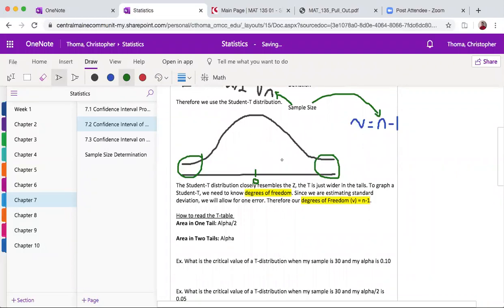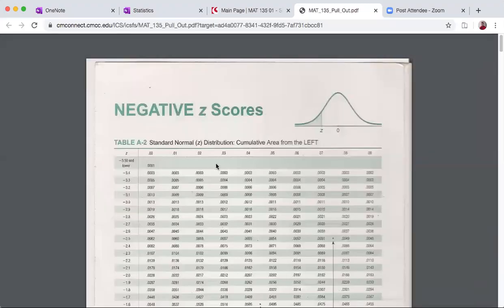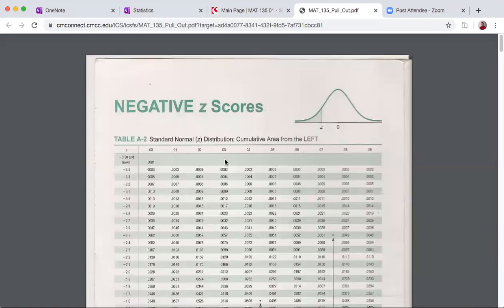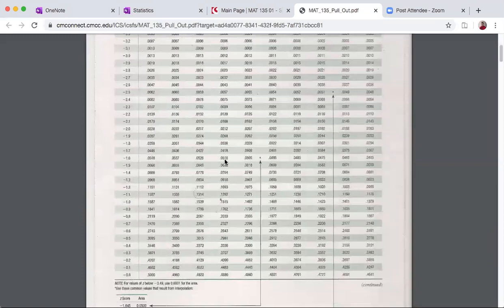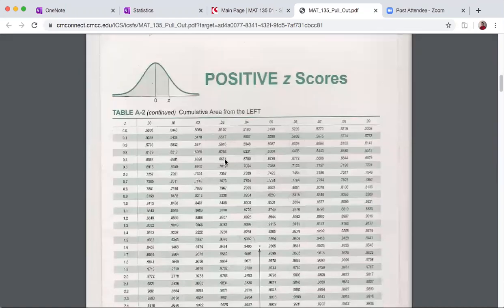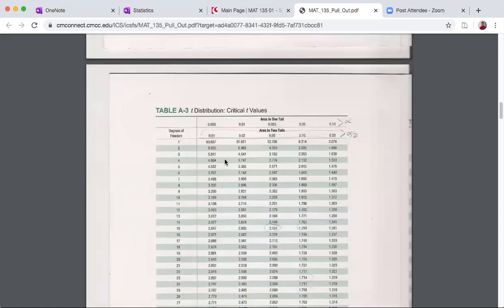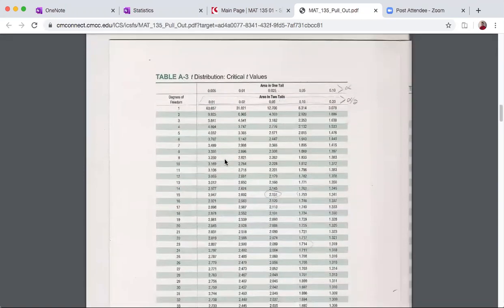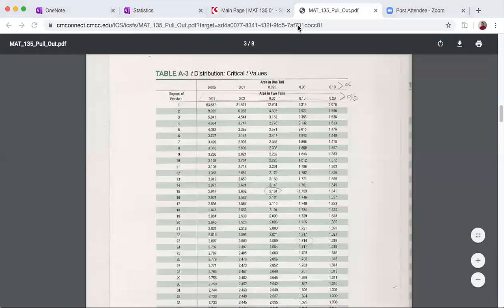So to do this, we're going to solve this problem down here. We're going to find our critical values now. Let me go to my wonderful pullout. Our first page is the negative z-scores. Hopefully you all have this in front of you because it's going to be hard to read on the screen. Page 2, positive z-scores. Table A3 is our t-distribution critical values. I'll give everybody a second to find your pullout, and then flip it around to find the actual numbers you need.